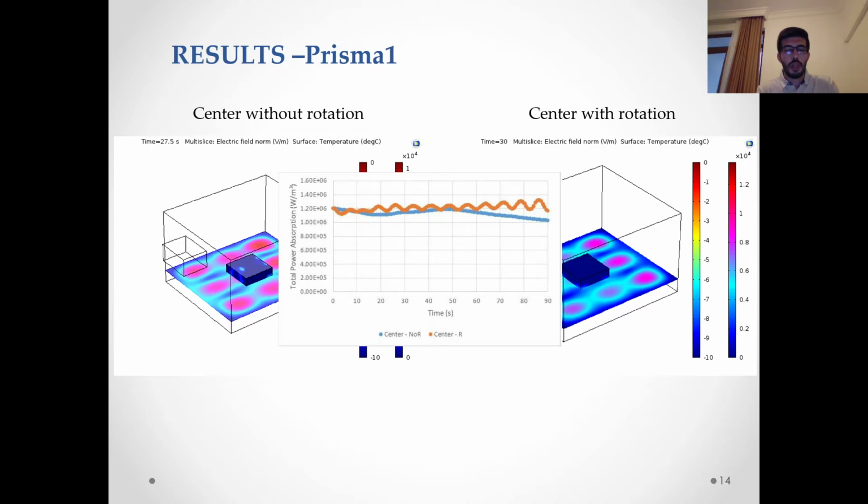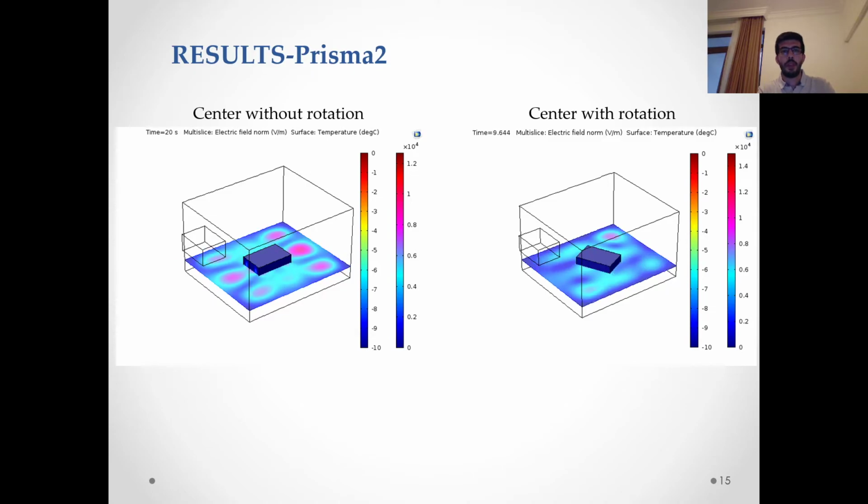And the total power absorption of the center rotation fluctuates during the process, and this is the proof that its sample side surfaces are exposed to different electromagnetic distribution. The same results can be observed in the prism too.